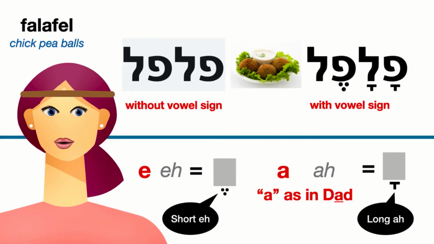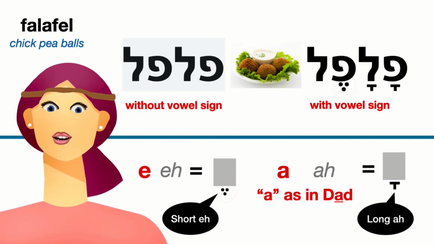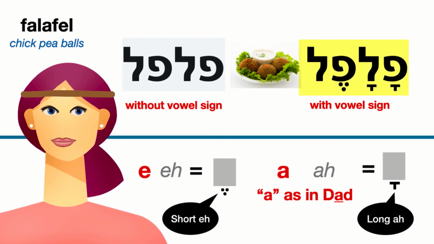Falafel has three nikud signs. There's a nikud sign for pronouncing a long A, under the first Fe, and under the first Lamed. Then, under the second Fe, there's a nikud sign for pronouncing a short E sound, as in the word egg. So, we say falafel.